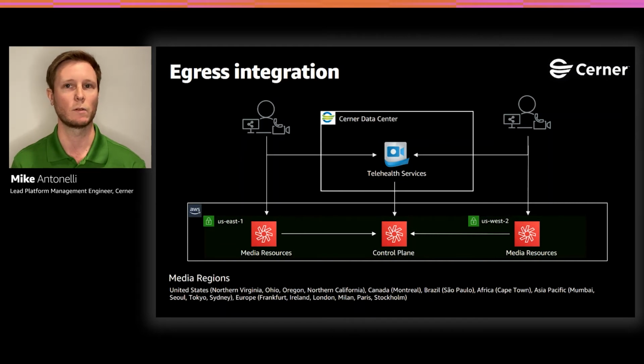AWS heard this challenge by responding and putting all of the infrastructure required for media regions within the same network range as the control plane. This simplified the overall message to our customers and actually required less configuration than the existing product did.